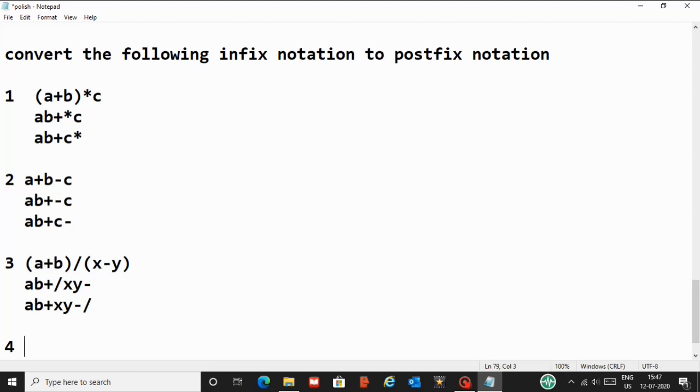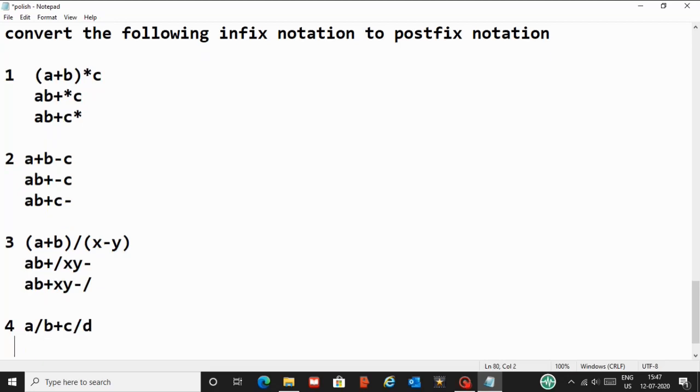The next one, A by B plus C by D. There are no brackets here, so you have to check for the priority and associativity, and then you need to do it.